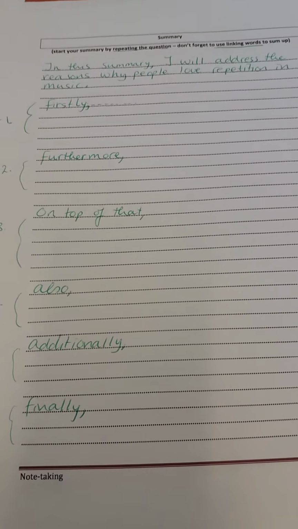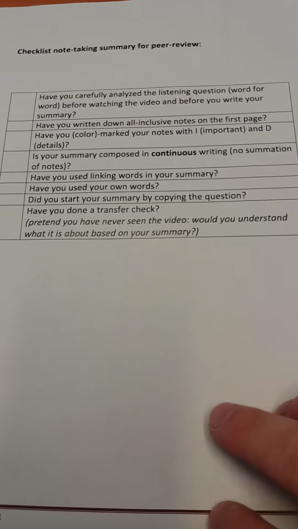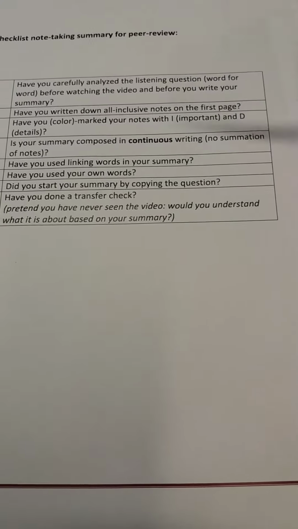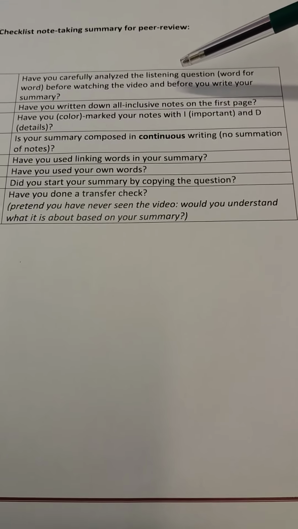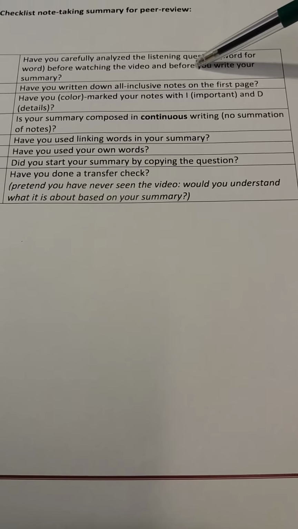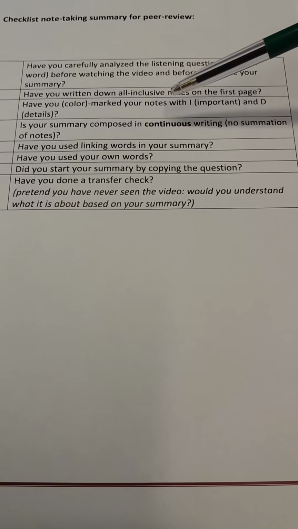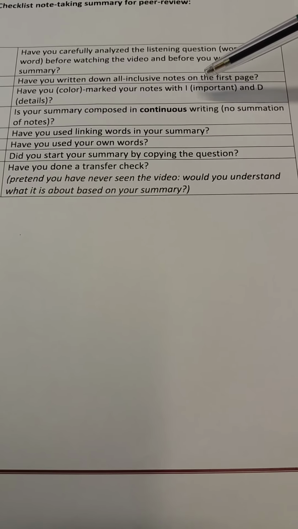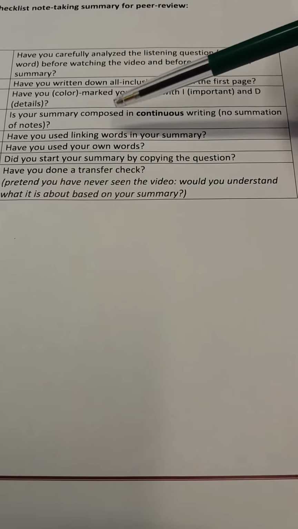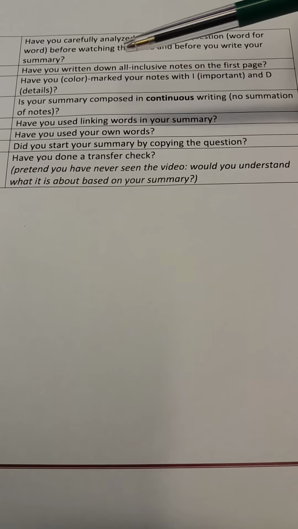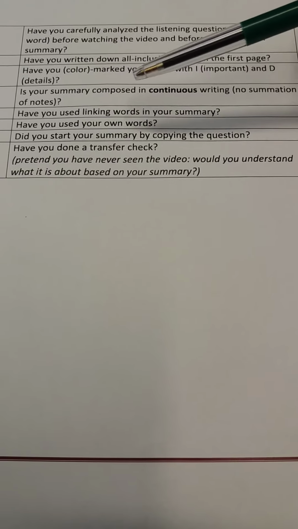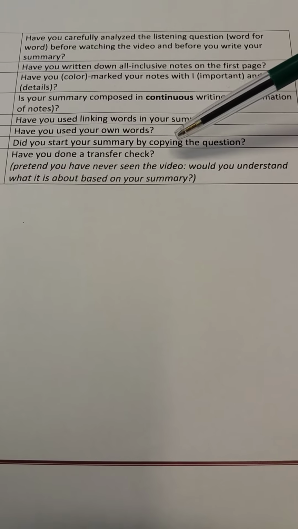Now, when you're done with that, you can have a look at your checklist. The checklist will also be on the test. You can check to see if you've done well. So have you carefully analyzed the listening question? That's something you did before taking notes. Have you written down all-inclusive notes on the first page? Have you color marked your notes with I for important and D for details? Is your summary composed in continuous writing? Have you used linking words in your summary? Have you used your own words? Did you start the summary by copying the question? And have you done a transfer check?